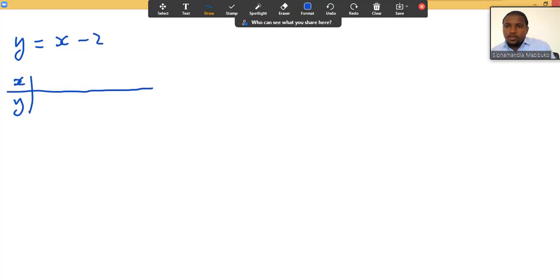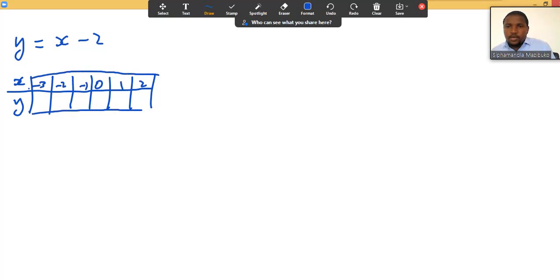Let's look at the next example. Suppose we have y is equal to x minus 2. Okay, x minus 2. Let's go straight to our table, x and y. So we have 0, we have 1, we have 2, we have minus 1, we have minus 2, we have minus 3.